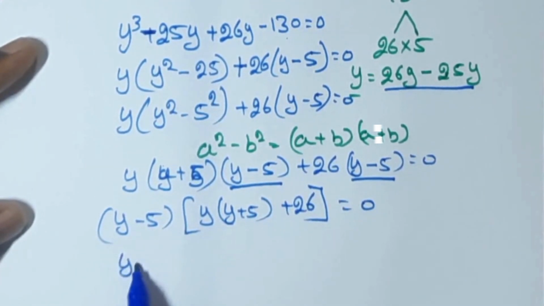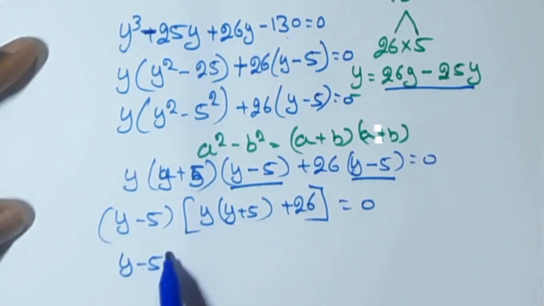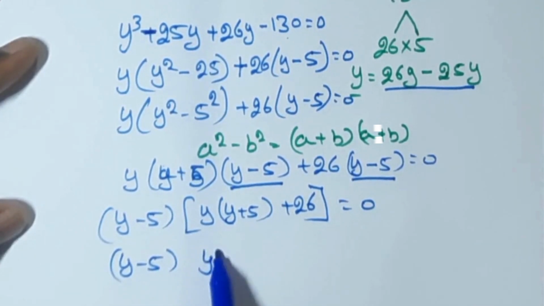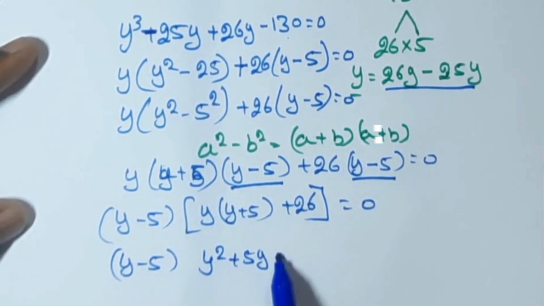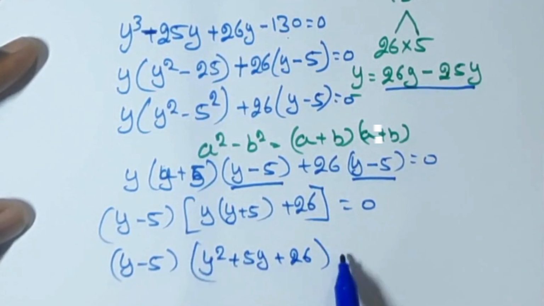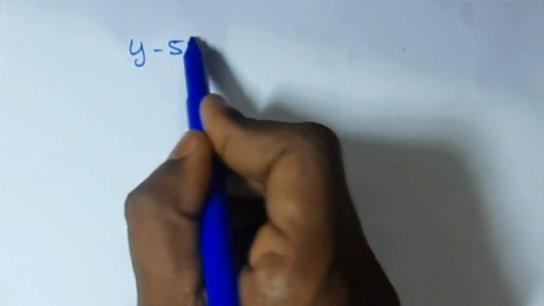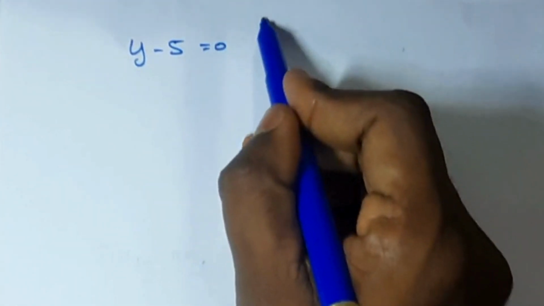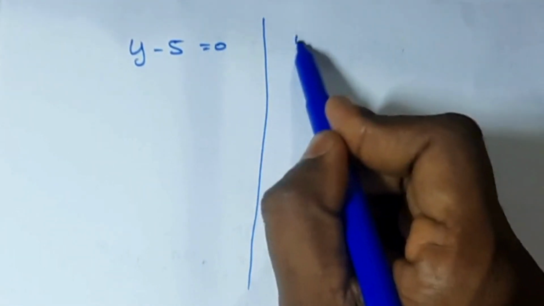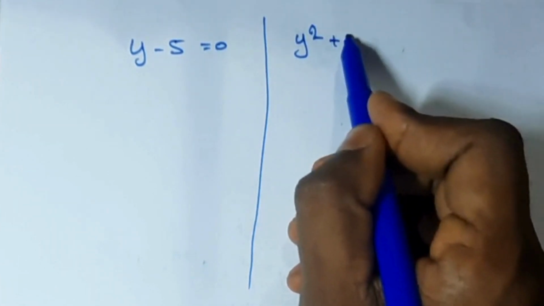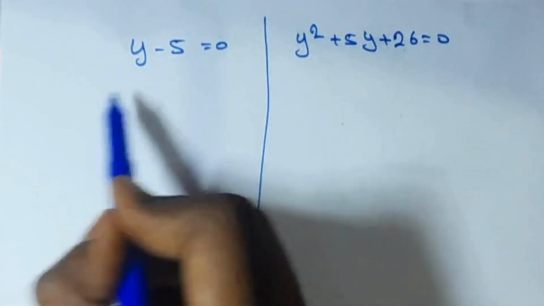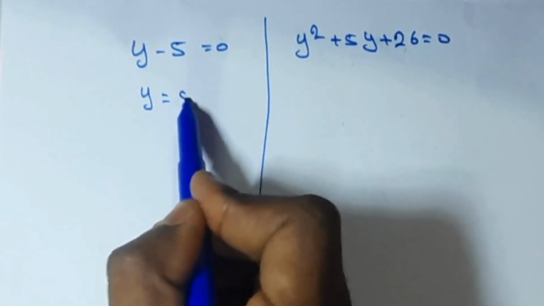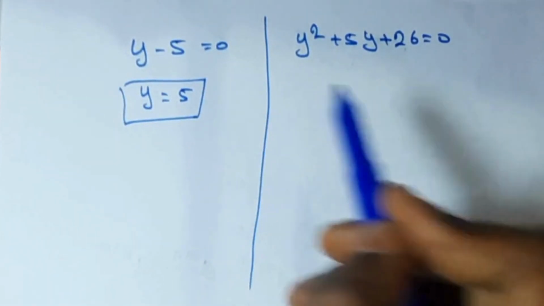We have y minus 5 equal to 0 as one equation, and here y square plus 5y plus 26 equal to 0. Y minus 5 equal to 0, and y square plus 5y plus 26 equal to 0. This gives y equal to 5. This is the value of y.